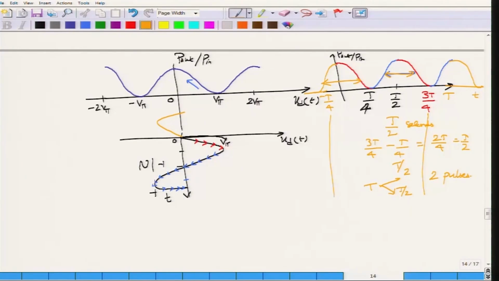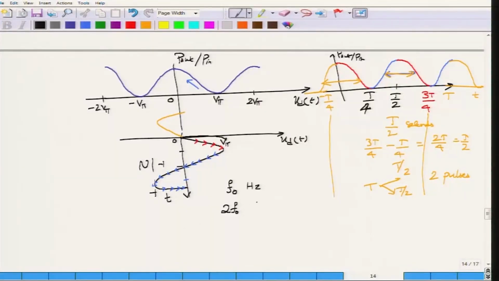In other words, if my frequency of the signal ud of t is f0 hertz, right, if this is f0 hertz, the pulses that I obtain will be at a rate of 2 f0, right. So I obtain pulses at double the data rate.